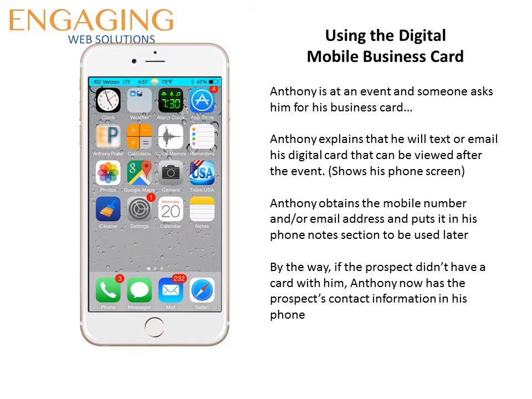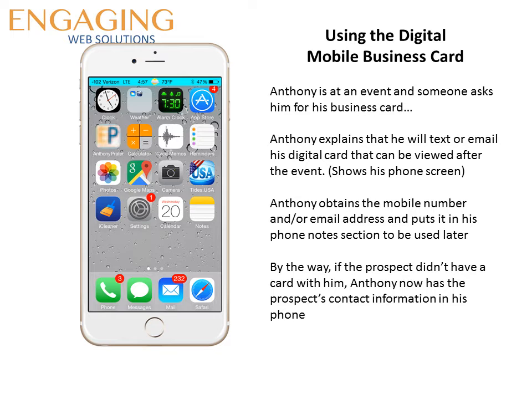Now, the neat part about this is that if the prospect did not have a card with him, which happens all the time. So the prospect asked Anthony for a card. He asked the guy for a card, and he goes, oh, gee, I don't have one with me. Well, the nice part about it is, even though the guy didn't have a card to give Anthony, Anthony now has the prospect's contact information in his phone.